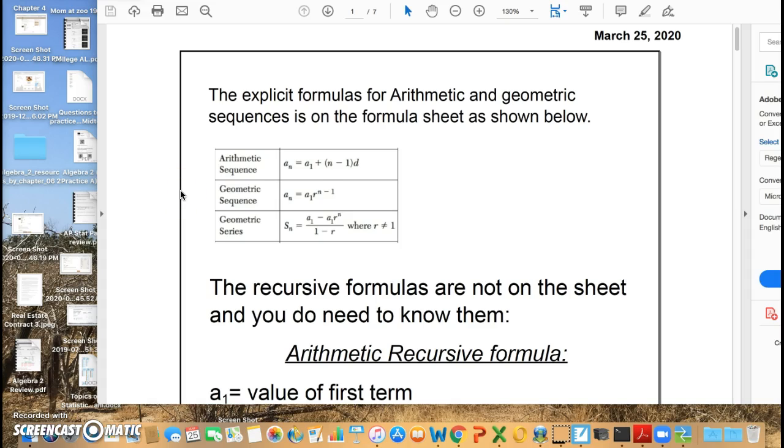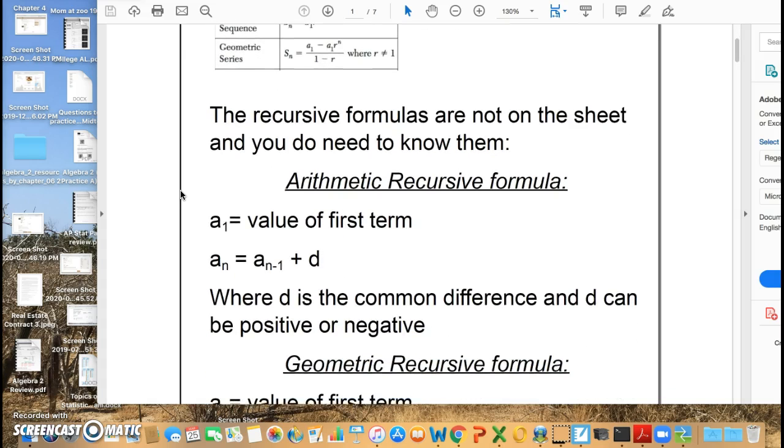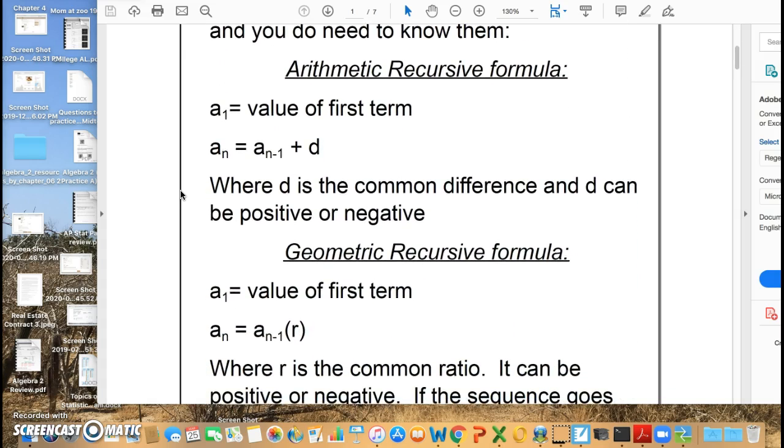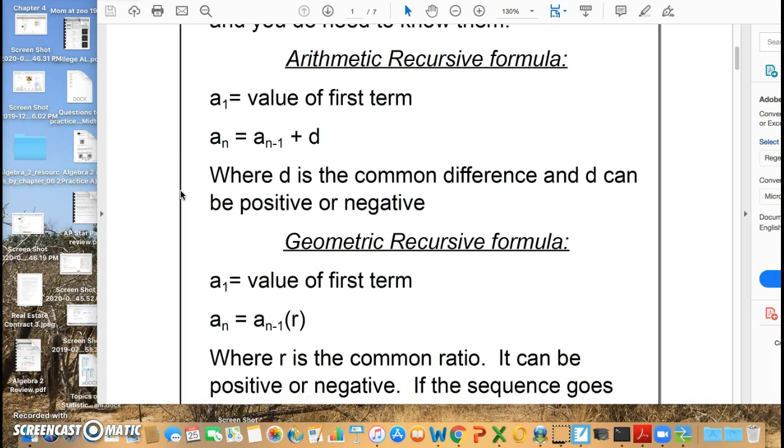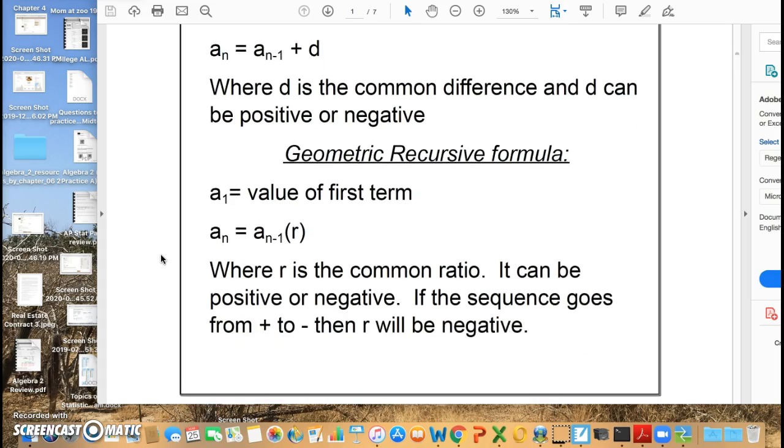These are the formulas that will be on the formula sheet for the Regents. These are the explicit formulas. The recursive formulas are not on the sheet, and you need to know that. So you need to memorize the arithmetic recursive formula. It has two equations. A sub 1 equals whatever the first value is, and then a sub n equals a sub n minus 1 plus d, where d is the common difference, and d can be positive or negative.